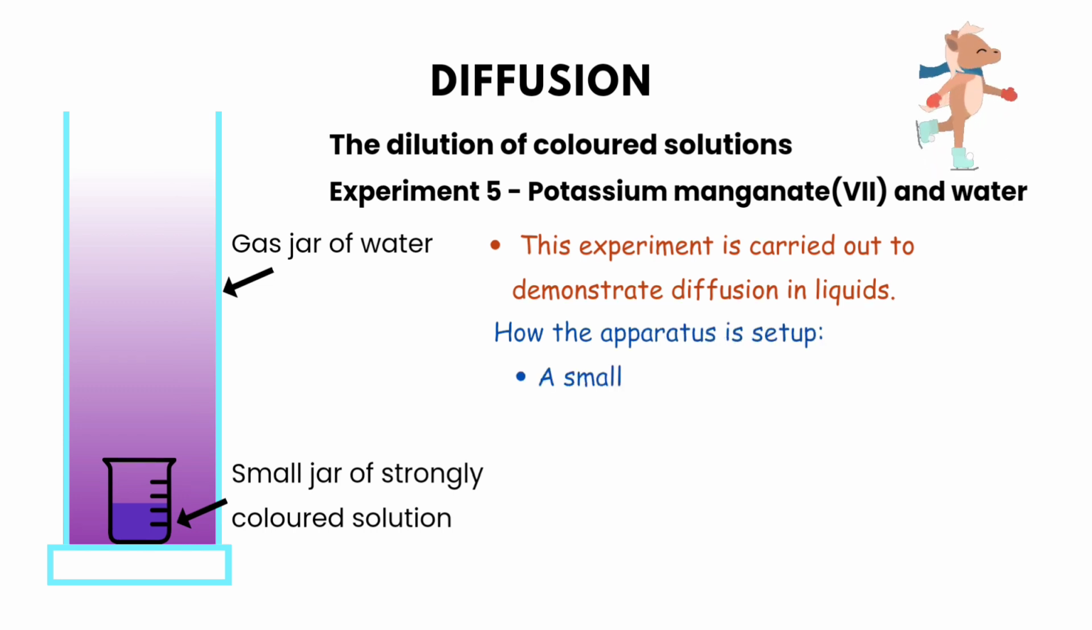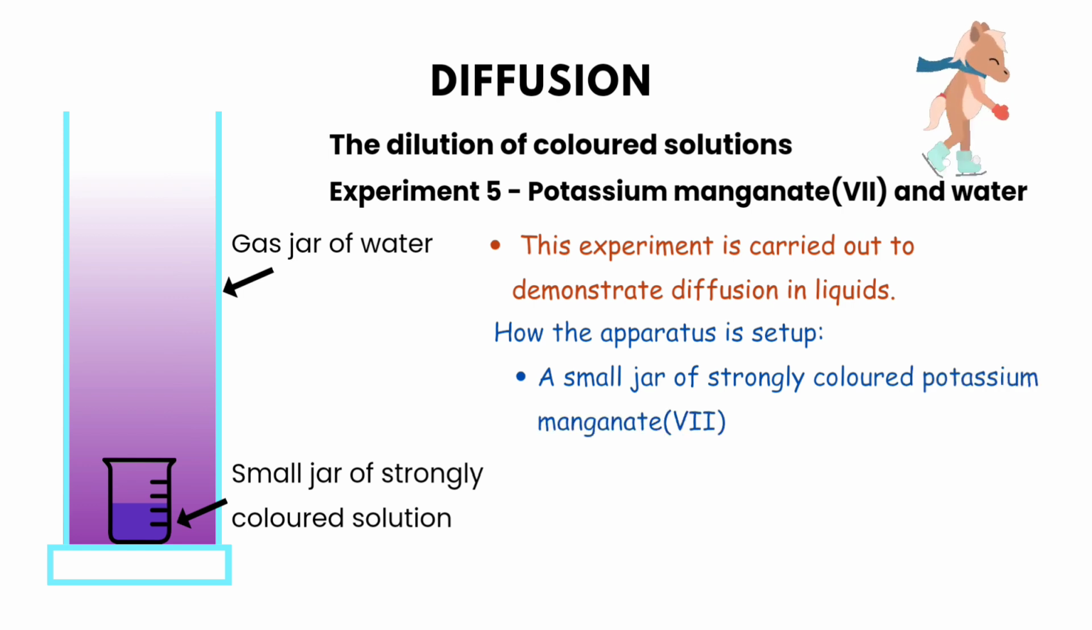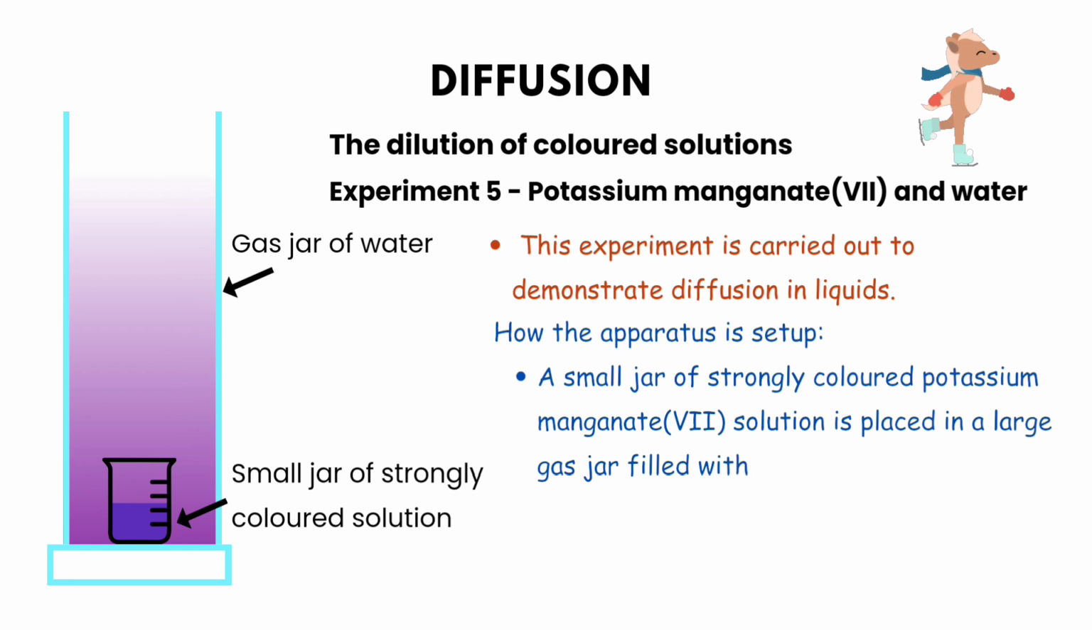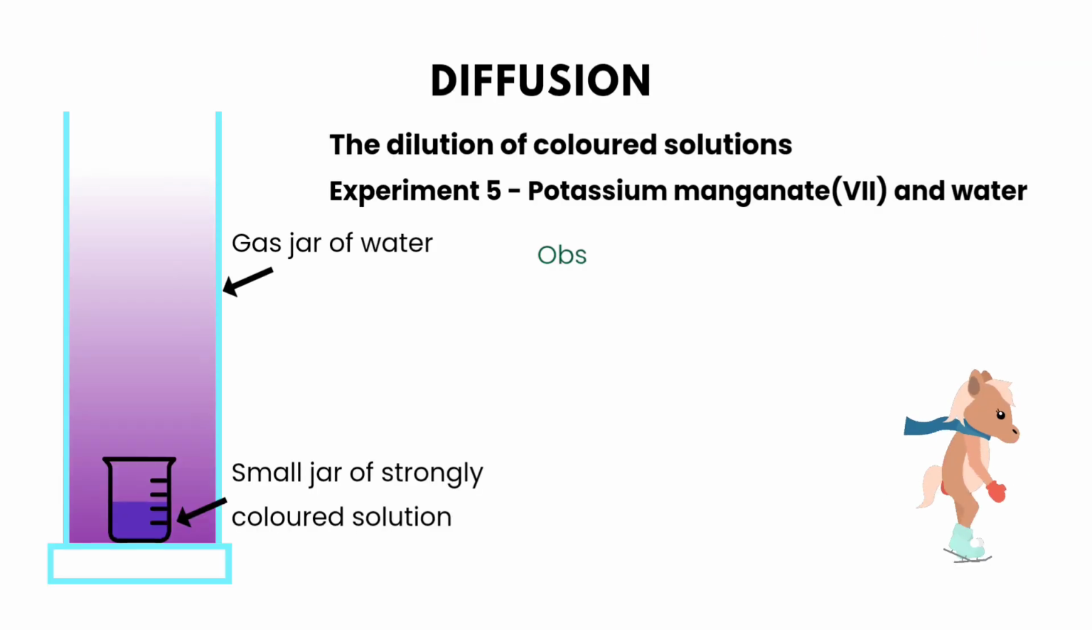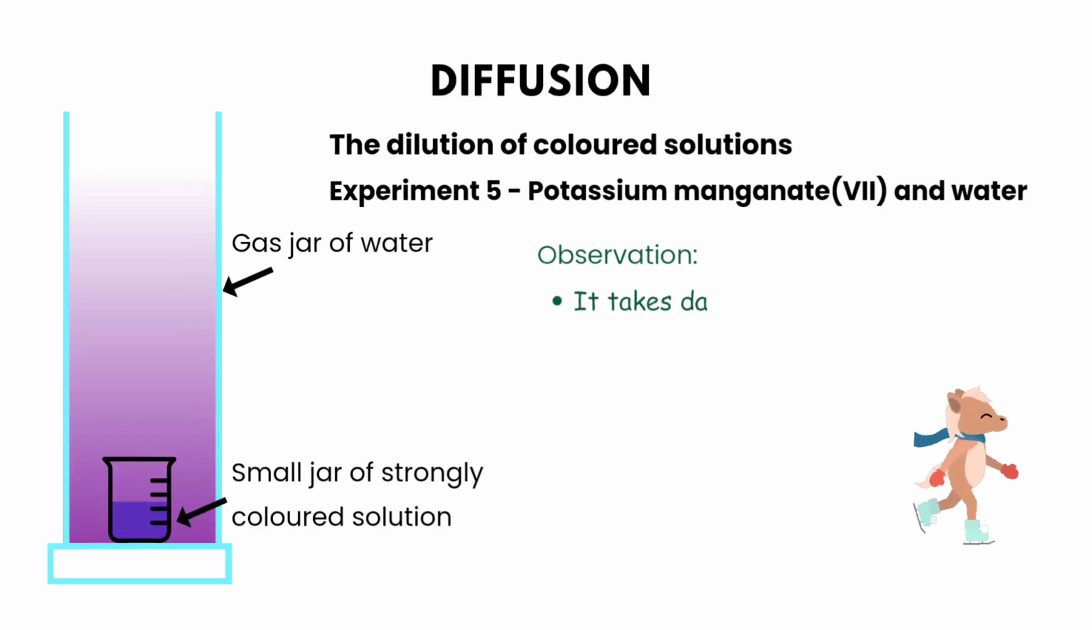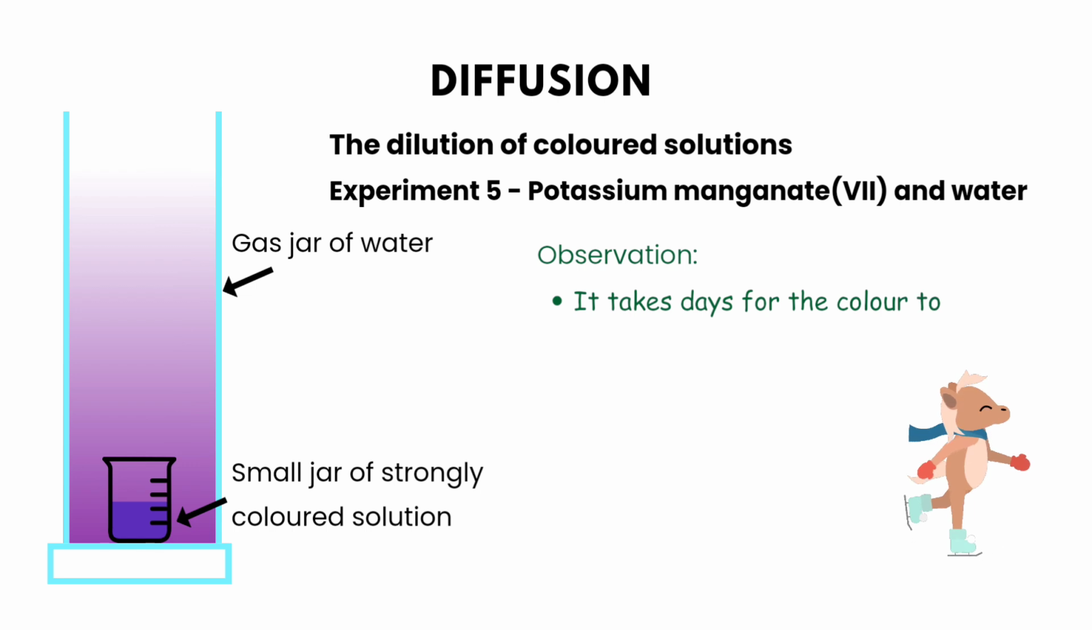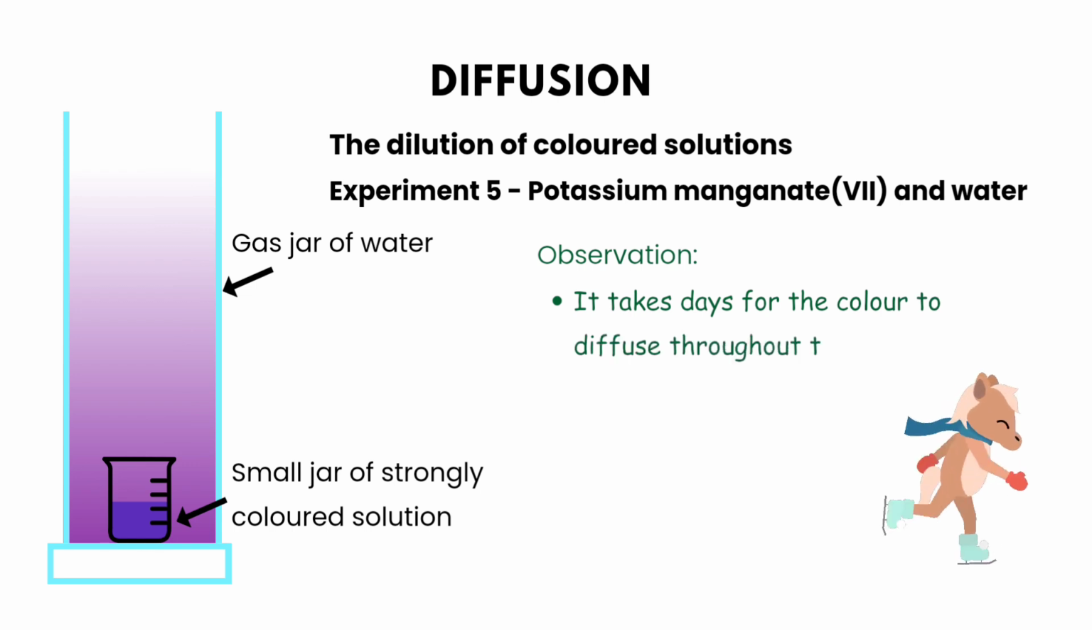How the apparatus is set up. A small jar of strongly colored potassium permanganate solution is placed in a large gas jar filled with water. This apparatus is kept completely still to observe diffusion. Observation: it takes days for the color to diffuse throughout the water.